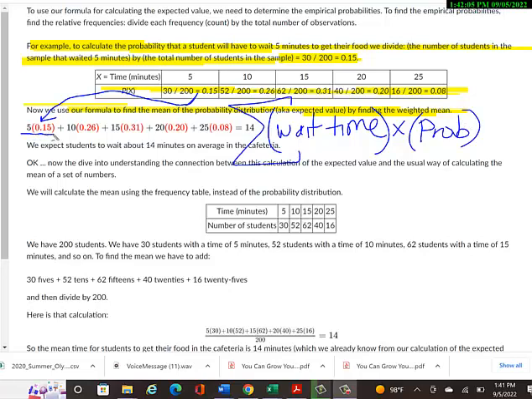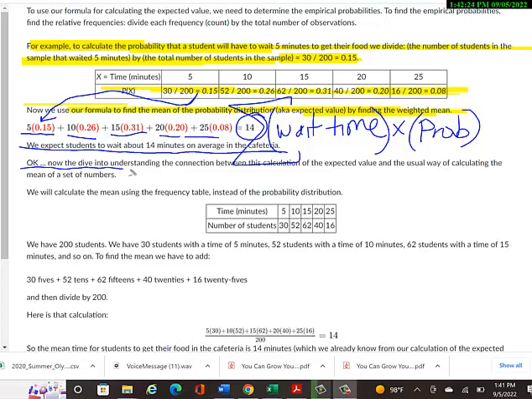So here's one, 5 people that had to wait 5 minutes. 5 is the quantitative variable there, multiplied by its probability, 0.15. Waiting 10 minutes, the probability was 0.27, multiply those, and on and on and on. Together we get a total of 14. We expect students to wait about 14 minutes on average in the cafeteria.